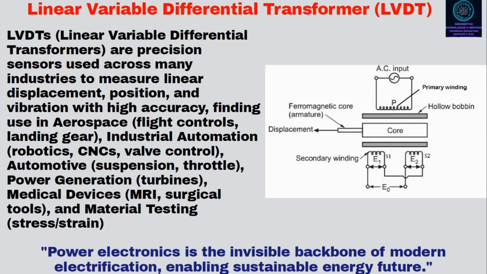So you can see on the right-hand side, the circuit is there. There is a core which will be vibrating, and in between there are two coils, primary and secondary. The core is a ferromagnetic core, and it sits between the two bobbins. The vibration will be produced, and it will be counted or taken for some work. Finally, you can see here, power electronics: it has been very well said that power electronics is the invisible backbone of modern electrification, enabling a sustainable energy future. So you have to keep it in mind.